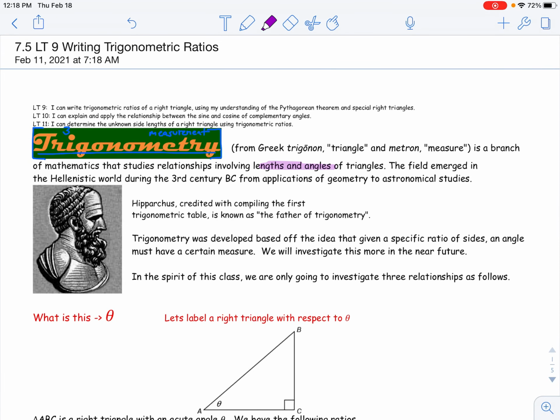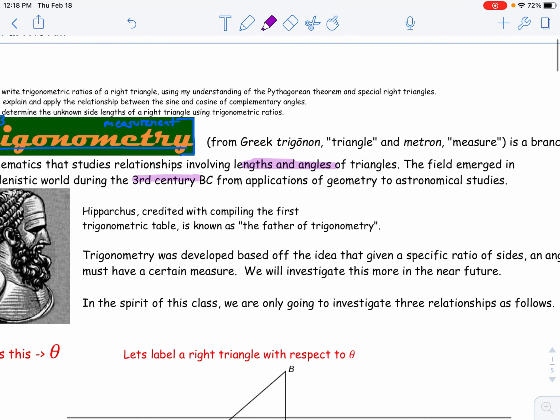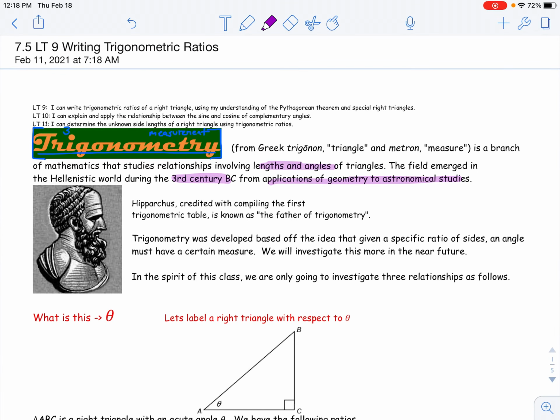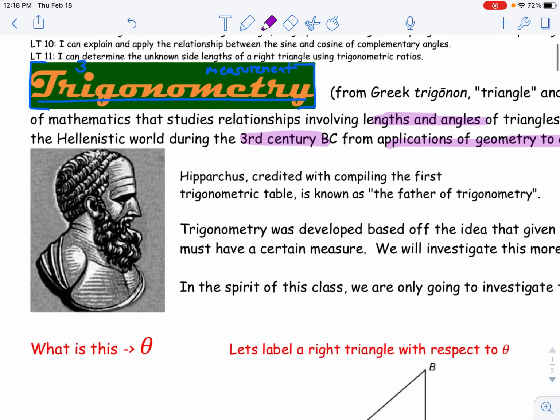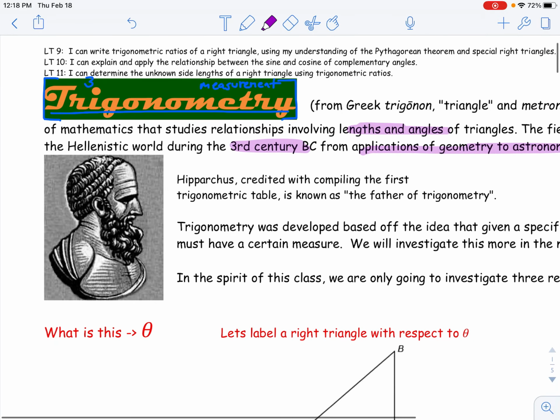The field emerged in the Hellenistic world during the 3rd century BC, so thousands of years ago, and applications of geometry for astronomical studies. In fact, trig is one of the most important things we'll learn in this school year. You'll use it again next year in Algebra 2, if you eventually make it on to pre-calc or whatever. It's just used a lot in construction and engineering. It's very important. This might be some of the most important stuff we teach you, in all seriousness.